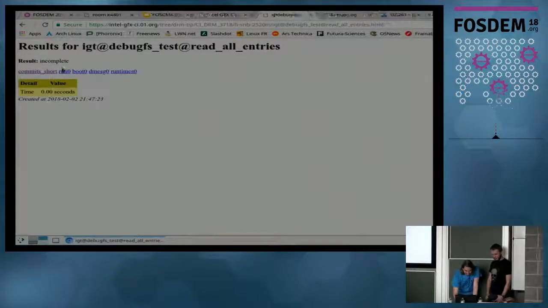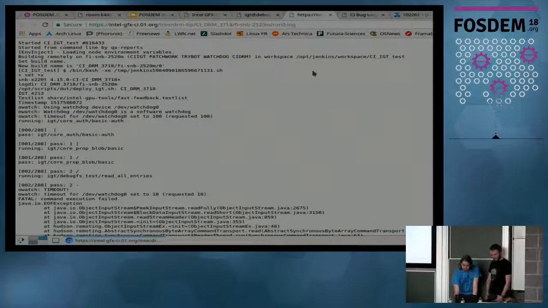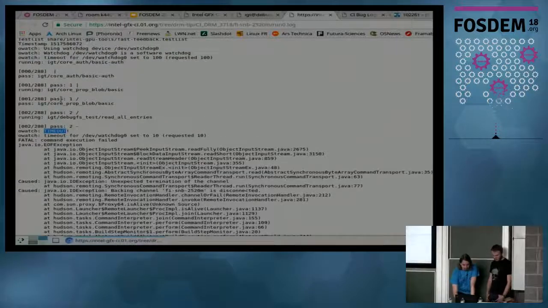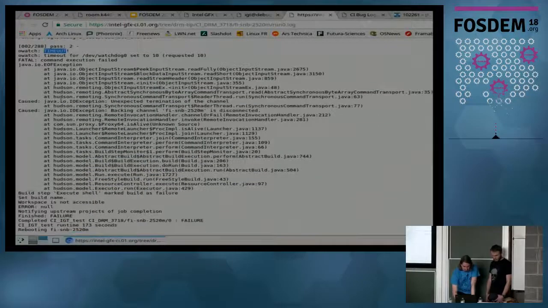Okay, very good. Then you can see the log of the execution of IGT. So, in this particular case, it's just the timeout. The watchdog just killed the machine. Nothing moved for 10 minutes, so it just freaked out.